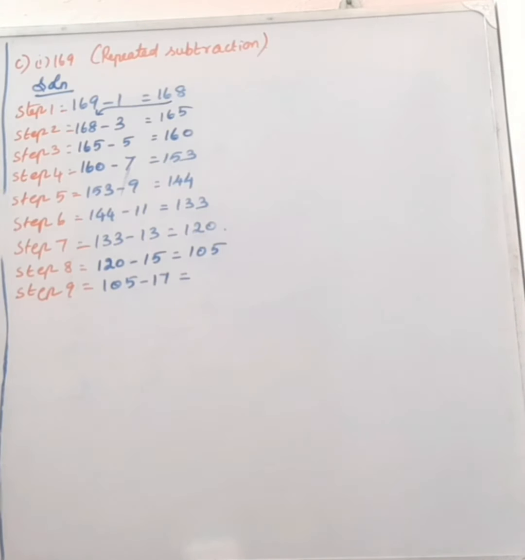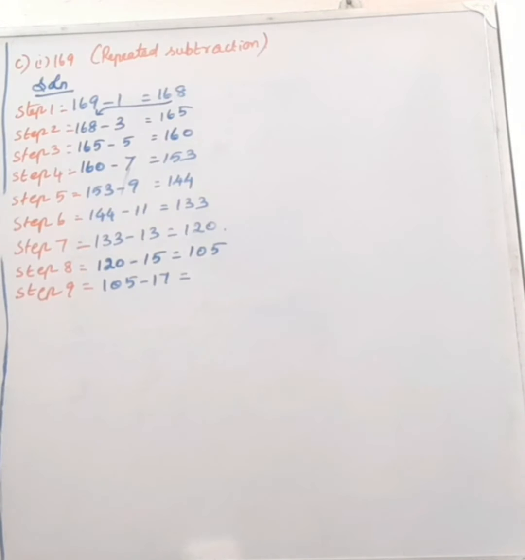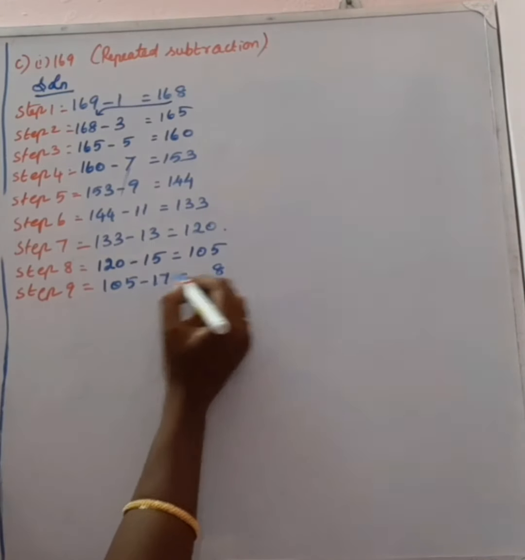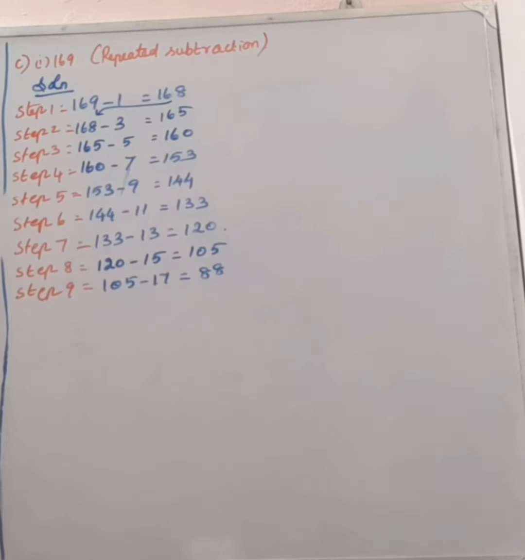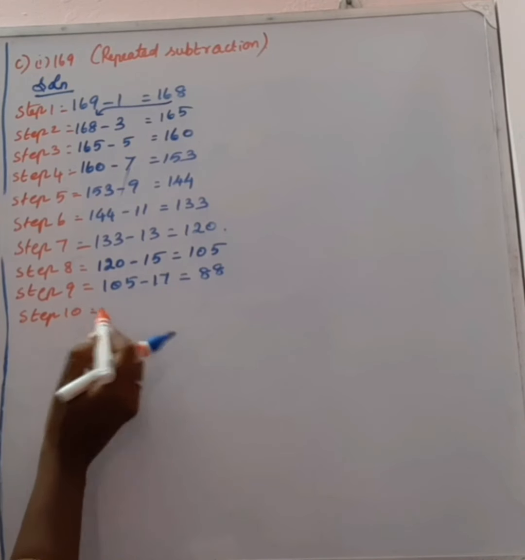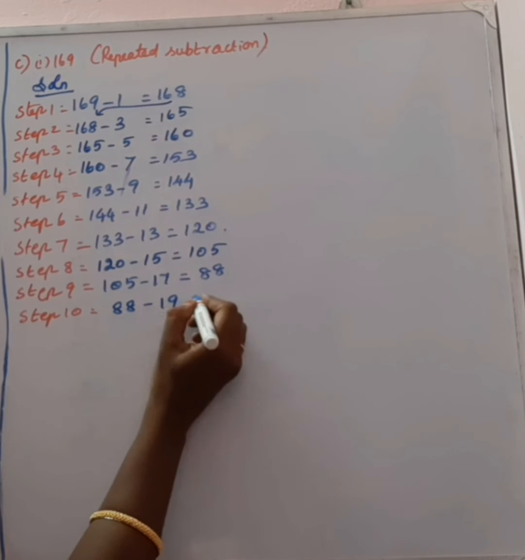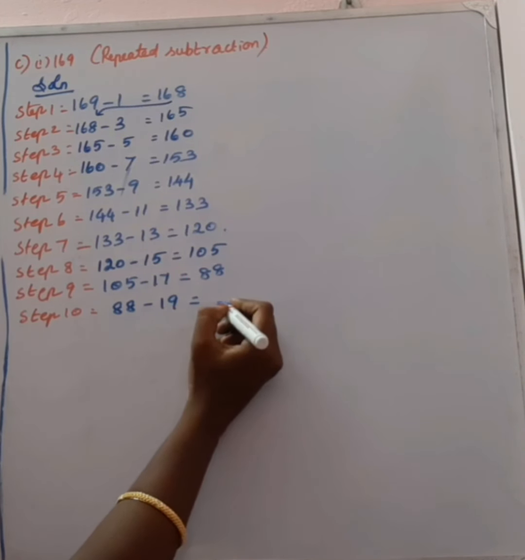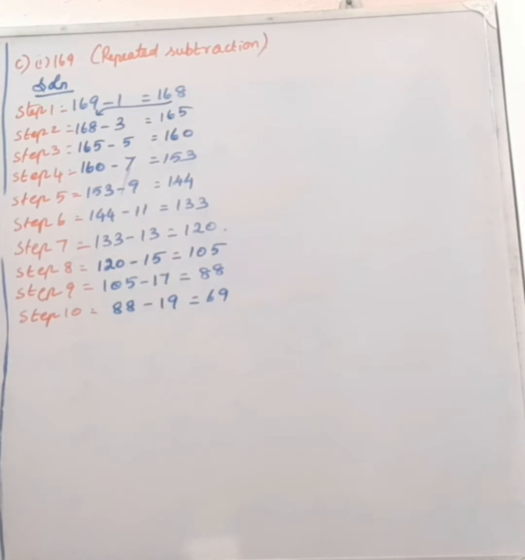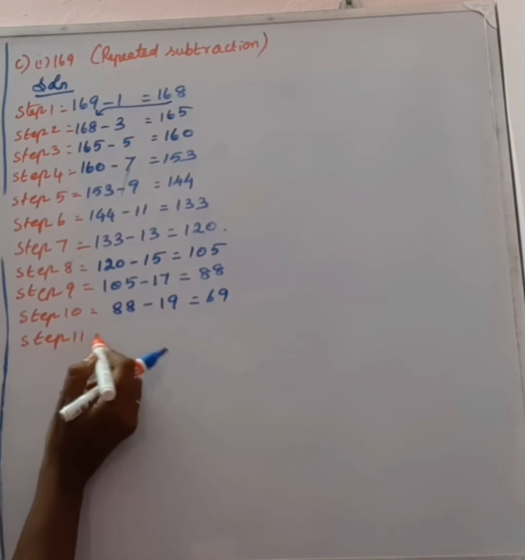15 minus 7, we get as 15 minus 7, 8. Very good. 9 minus 1 is 8. So 88. Then step 10. 88 minus 19. So what we get? 9, 7 minus 1 is 6. So 69. Then step 11.